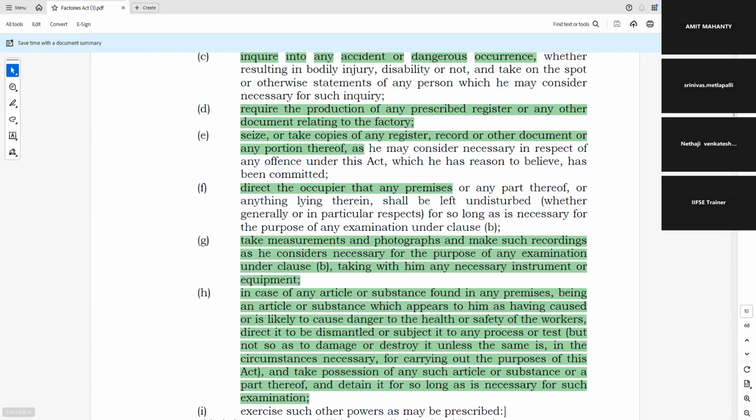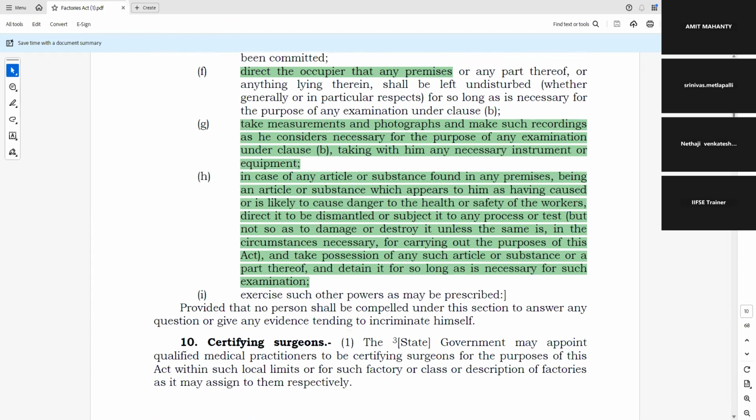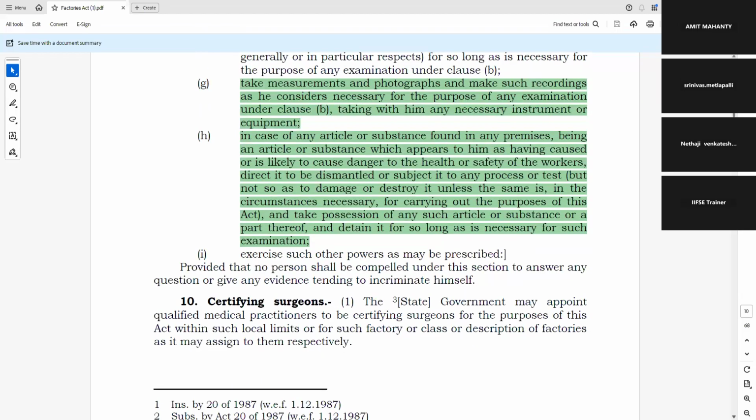Then they can take photographs. That is also a power. Okay, and make the examination. They can record as well. In the case of any article or substance found in any premises which appears to him to have caused or be likely to cause any danger to the health and safety of the workers, he can direct it to be dismantled or subjected to any process or test, not so as to damage or destroy it unless that is necessary in the circumstances. So if they find any such machineries, articles, or premises which pose danger to people, they can recommend to dismantle it or take it out of service.